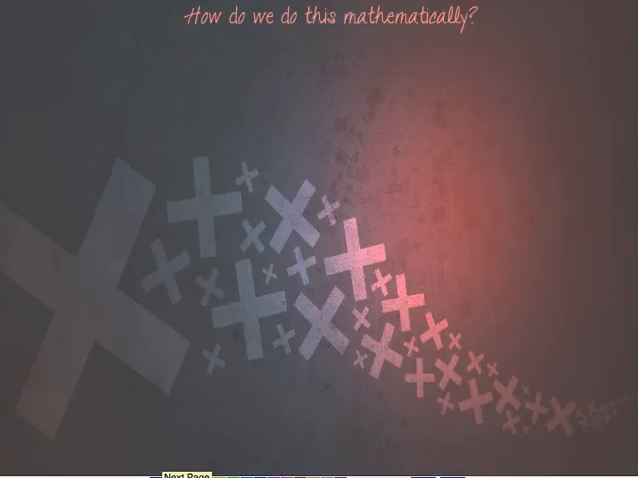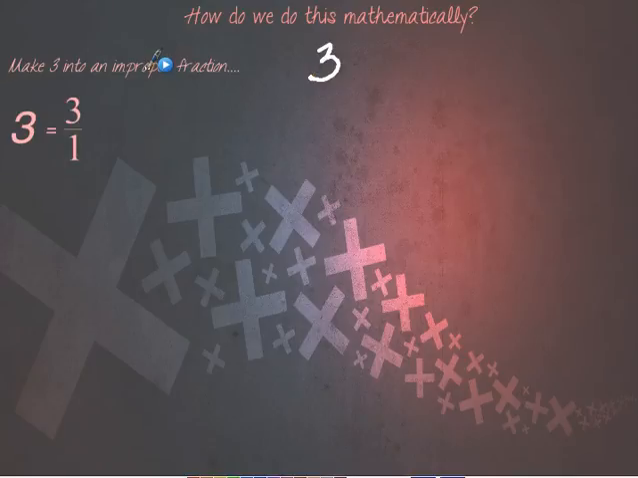Right? So how do we do this mathematically? Well, mathematically, you make 3 into an improper fraction. So we're going back to 3 times 1/4. I know that my numerator tells me how many we have, and my denominator tells me how many are in each group. So if I have 3 as a whole number, to turn that into an improper fraction, it's simply, okay, I have 3 pieces and I want 1 in each group. That way I still get to 3. So 3 turns into 3/1. Any whole number is going to do that.